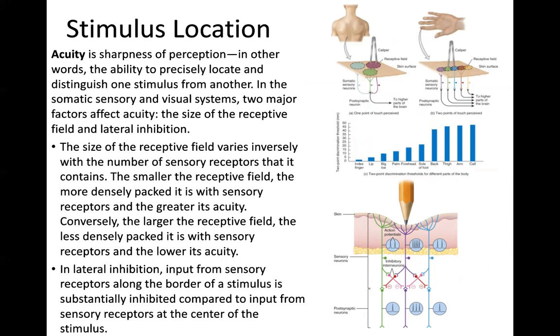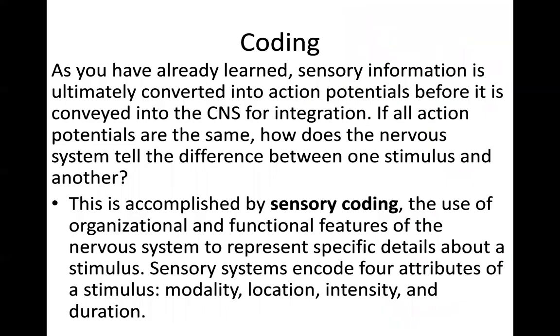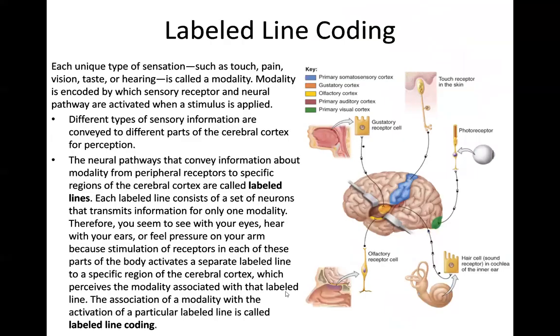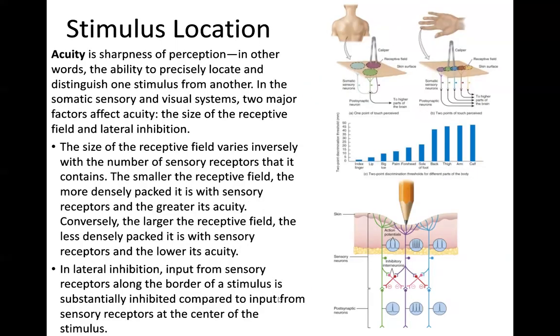The second attribute that we use to perform sensory coding is the location. Okay, and that involves what we call acuity. This is the sharpness of perception. In other words, it's our body's ability to precisely locate and distinguish one stimulus from another.